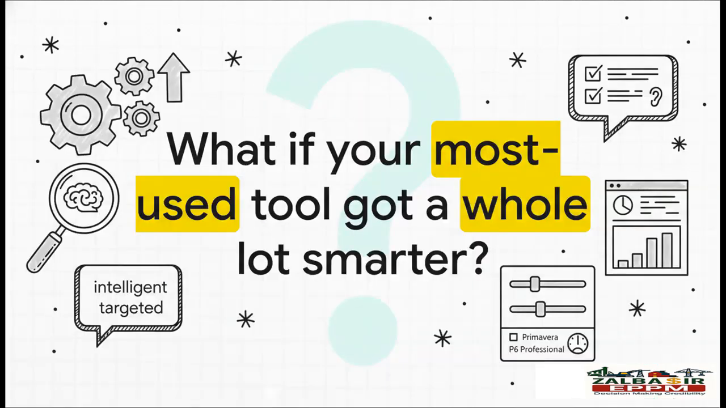So here's the thing. This update isn't some massive ground-up rebuild. You're not going to have to relearn everything. Instead, you should think of it more like a series of really smart, targeted upgrades. Honestly, it feels like Oracle has actually been listening to us, you know? A lot of these changes are direct answers to things P6 users have been asking for. It's all about making things more efficient and giving us more control.